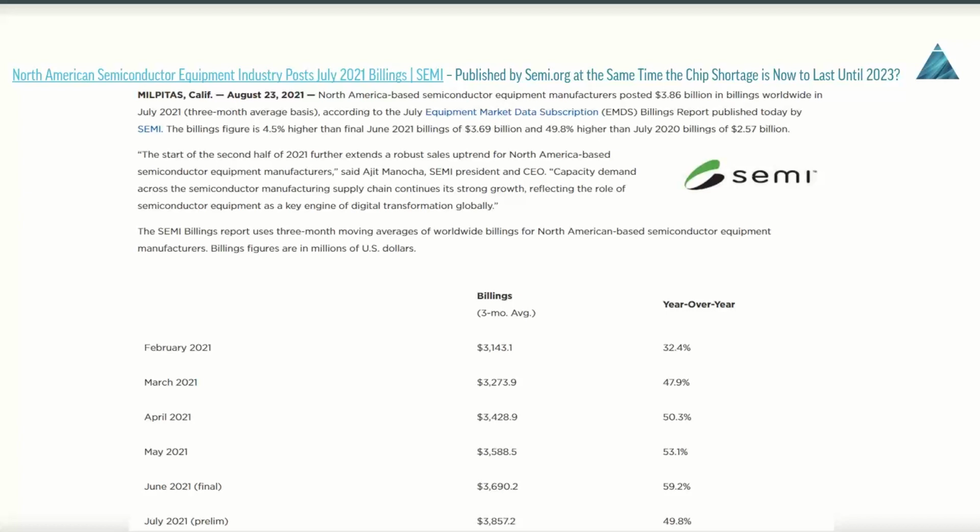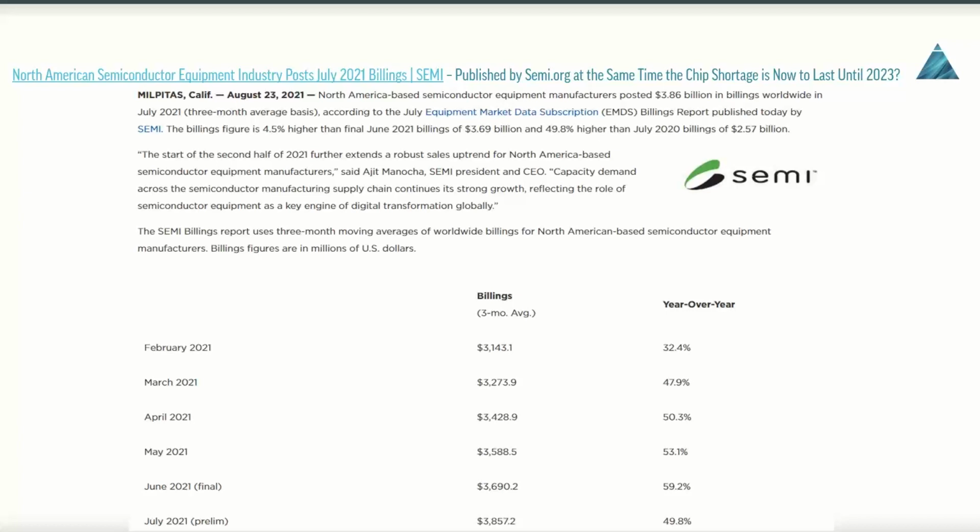And in this particular announcement, just on August 23rd, which again is Monday of this week, what you see in the table is the year-over-year percent change in the billings. This is actual semiconductor shipments and deliveries. These are the billings. And you can see the year-over-year percent change is accelerating all the way up through June of 2021. And then the July 2021 prelim number is still almost 50%. And so this is massive, right?